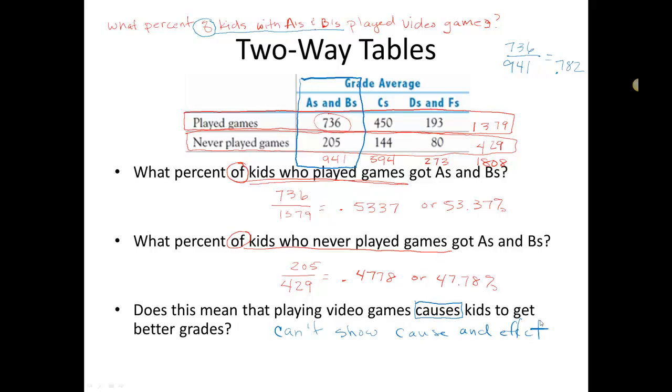So we would have to design some kind of study where we took a whole bunch of kids and we gave half of them an Xbox and the other half, we took away any video games that they ever had and we let them go at it for a few years and we looked at their grade point average, something like that. So be very cautious every time you see the word cause and make sure that if you're using the word cause, it can be used because it was an experiment and not an observational study, which was not the case this time.